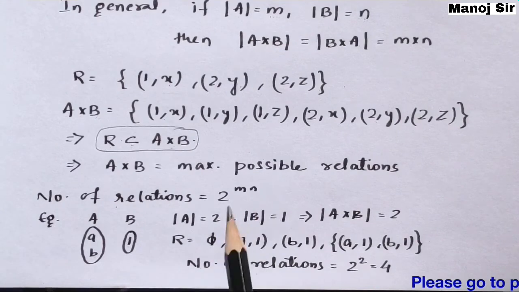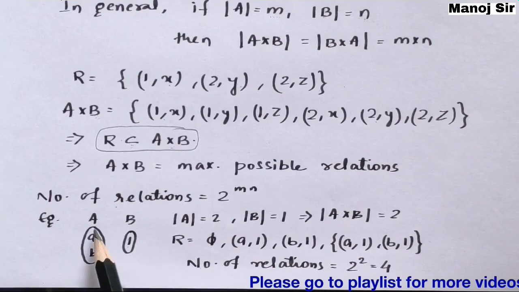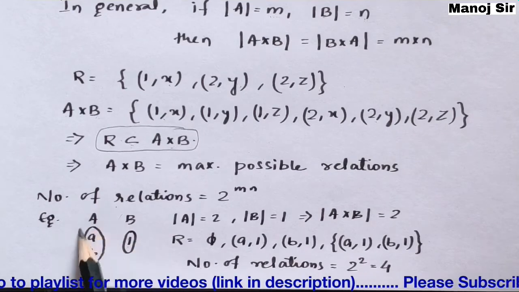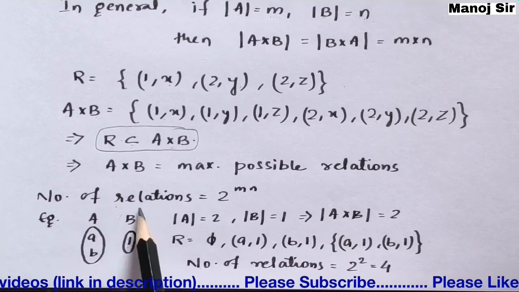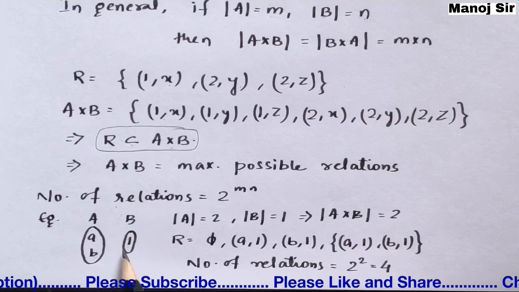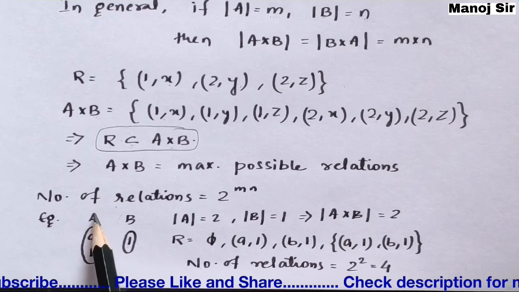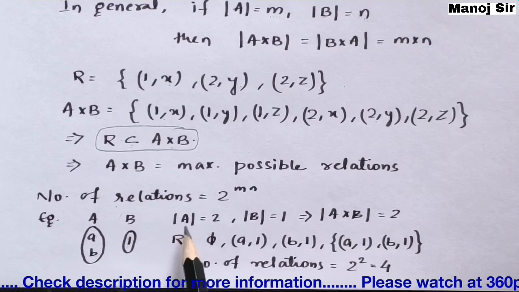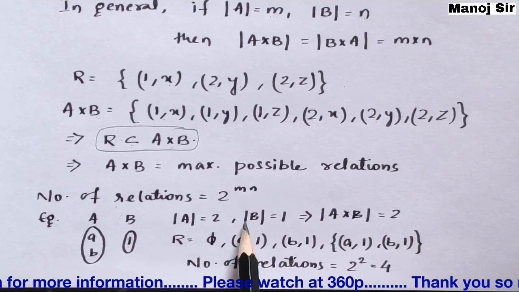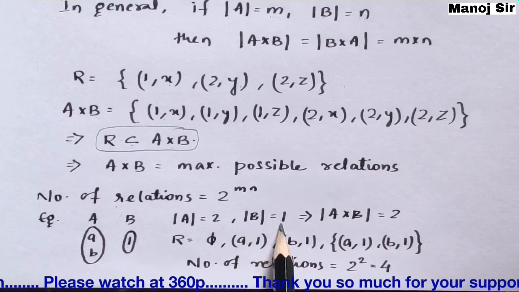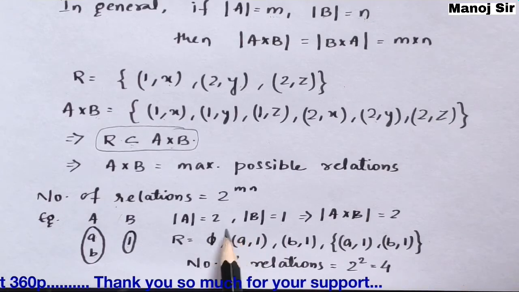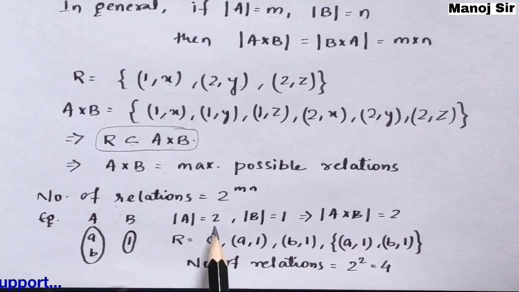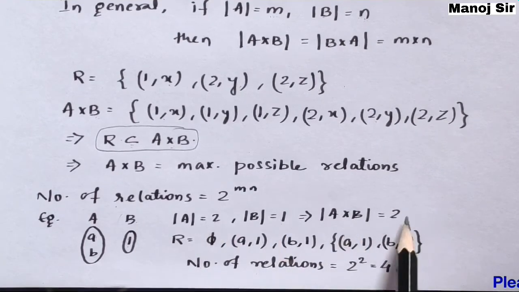Let us discuss with one example. Let's say you have a set A and a set B. Elements in set A are a and b. The element in set B is 1. Here the cardinal number of A is 2, and the cardinal number of B is 1. Now if you want to find the cardinal number of A cross B, it will be 2 into 1 or 1 into 2, that is 2.